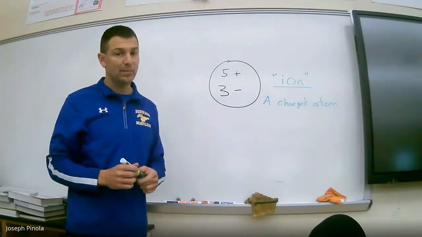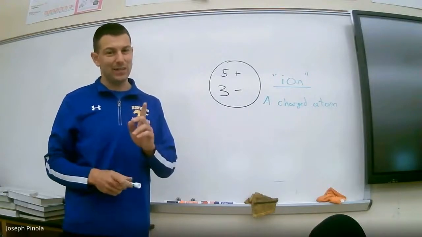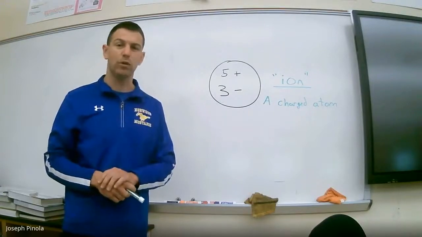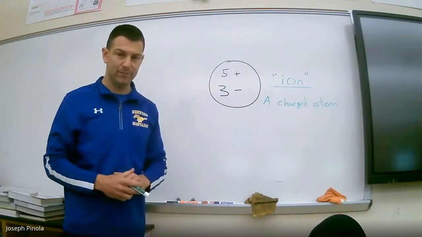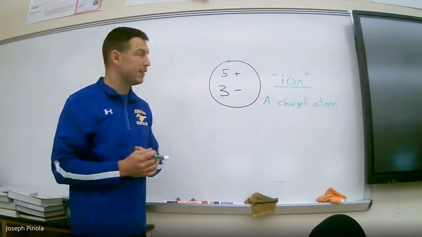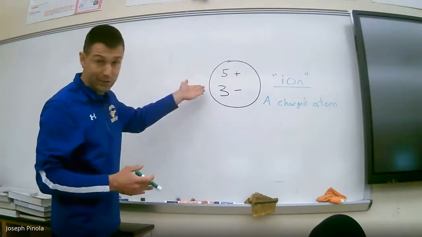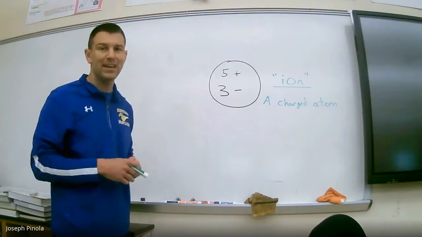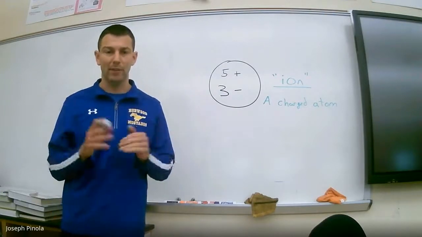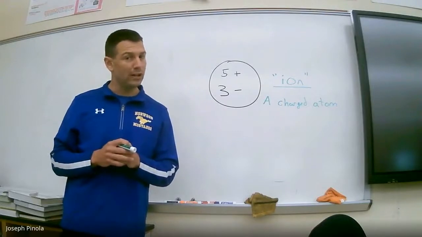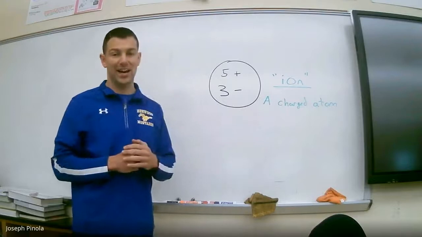If you have an atom that has unequal numbers of protons and electrons, it means it has a net or an overall charge, and it should be considered an ion. If, however, the atom has equal numbers of protons and electrons, unlike this example I drew on the board, then the atom would be considered just a neutral atom. It would carry no electric charge, and therefore it would not be considered an ion.